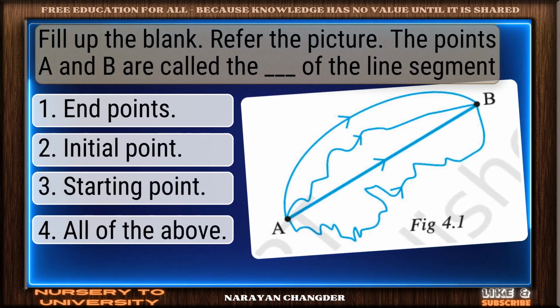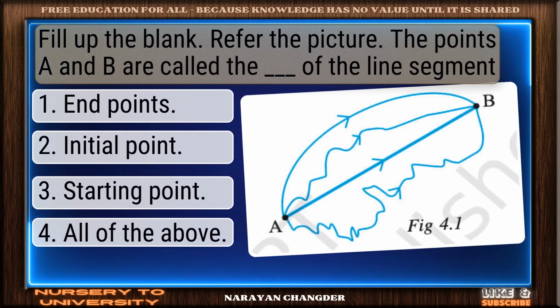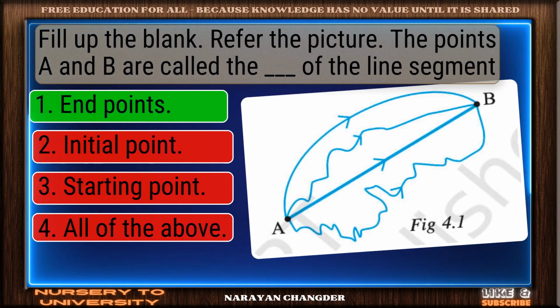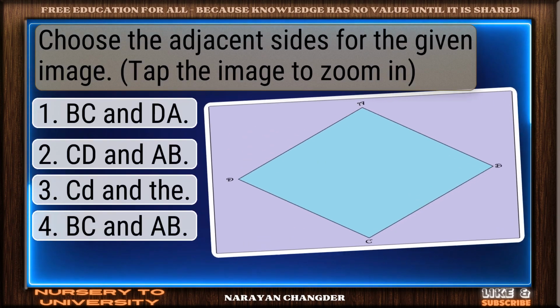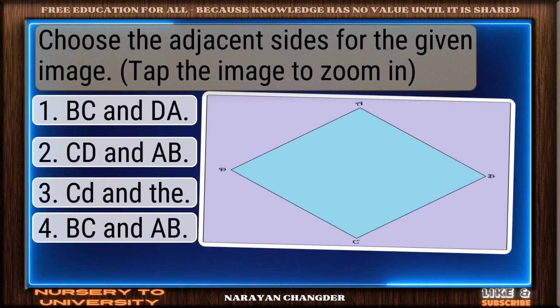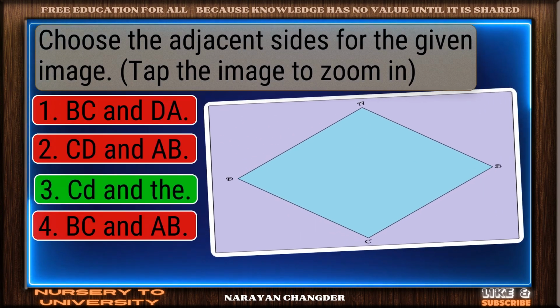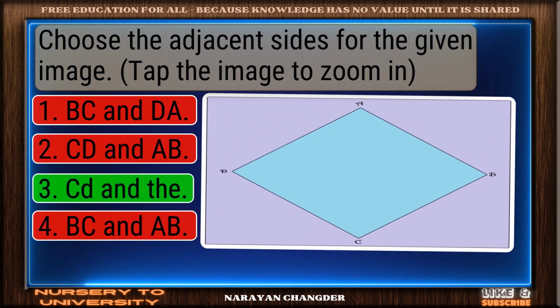Fill up the blank. Refer the picture. The points A and B are called the dash of the line segment. Well done. Endpoints is the right choice. Choose the adjacent sides for the given image. Strong choice. CD and the is the right answer.